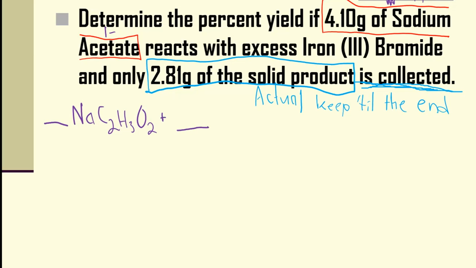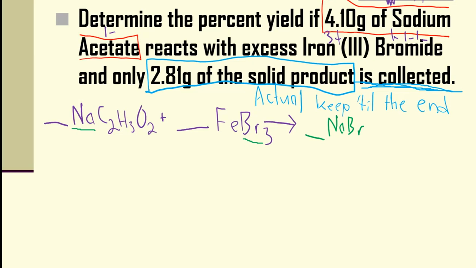This will be combined with iron 3 bromide, which is FeBr3. Iron 3 being a 3 plus charge, bromine being a 1 minus charge, which means I need 3 bromines to cancel out my iron. This is going to yield two different products. Now, this is a double replacement reaction because we've got two different compounds. So we're going to take the outer elements and combine them first. So that's my NaBr.